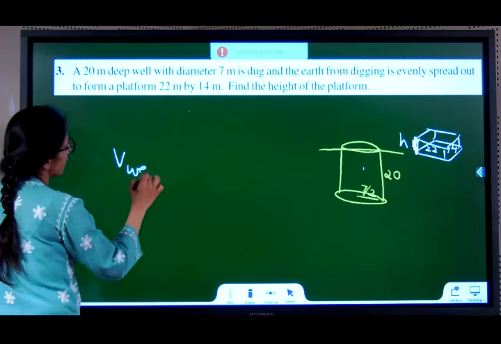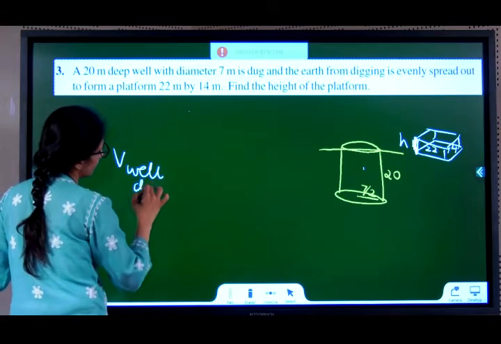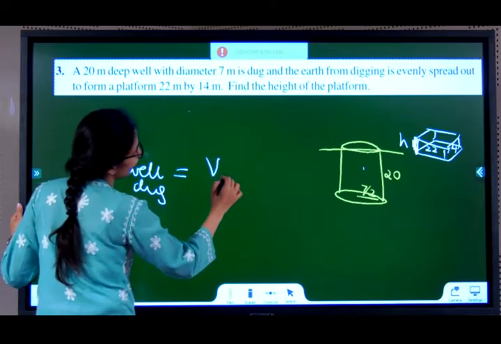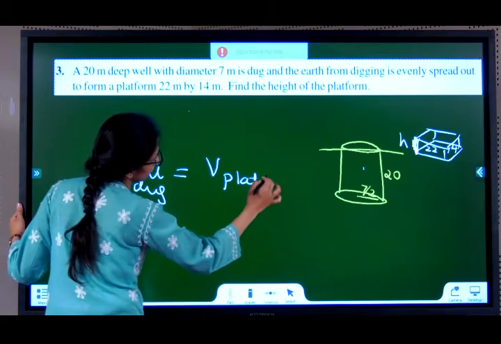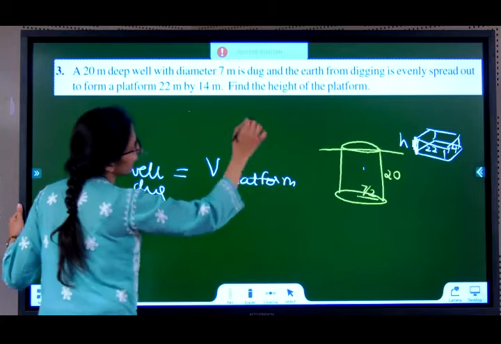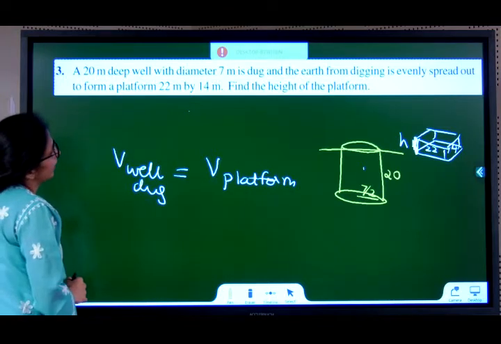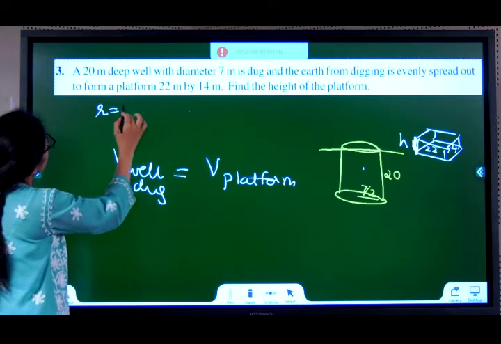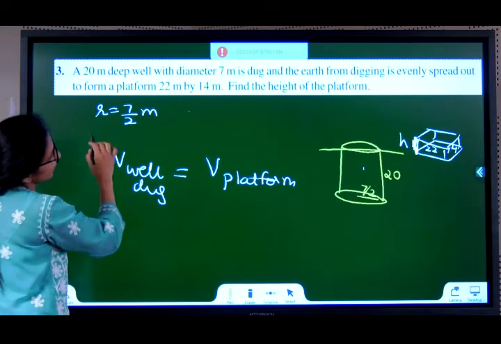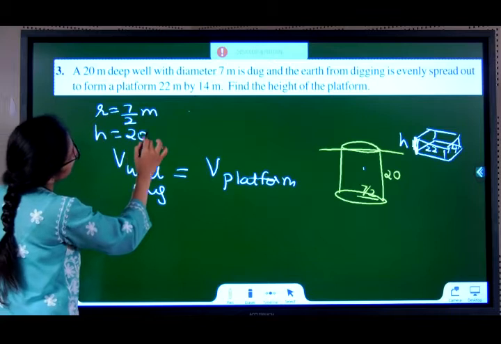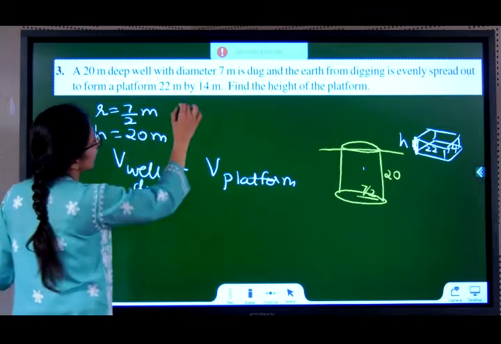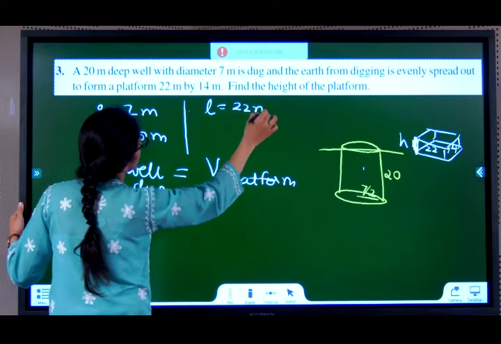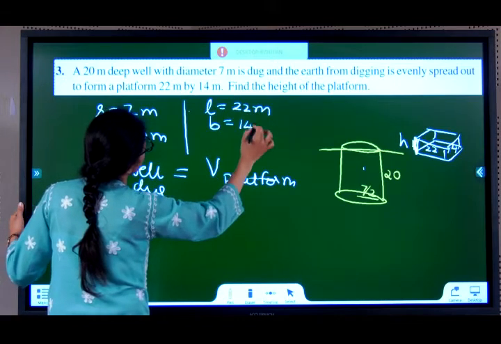Volume of well dug is equal to volume of platform. They want to find the height of the platform. So before that, so cylinder, what is the radius of the cylinder? 7 by 2 meters. Height of the cylinder 20 meters. For the platform, what is the length? 22 meters. Breadth 14 meters.